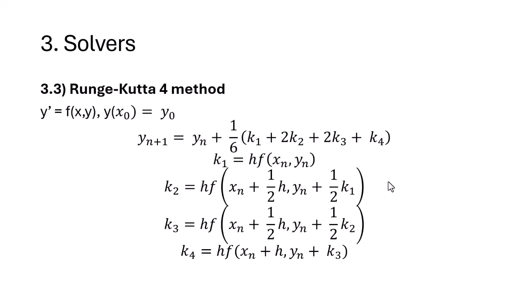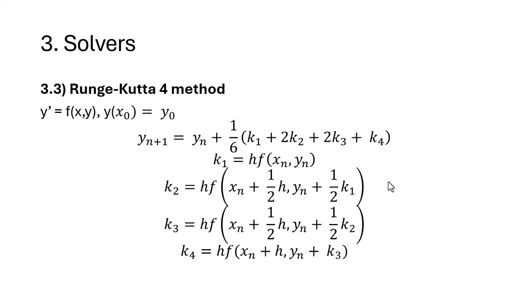And then we have the Runge-Kutta-4 method, which is more accurate than the Euler's method because it has a lot of intermediate steps in it. So this is the formula right here: y_{n+1} equals y_n plus 1/6 of (k1 plus 2 times k2 plus 2 times k3 plus k4).